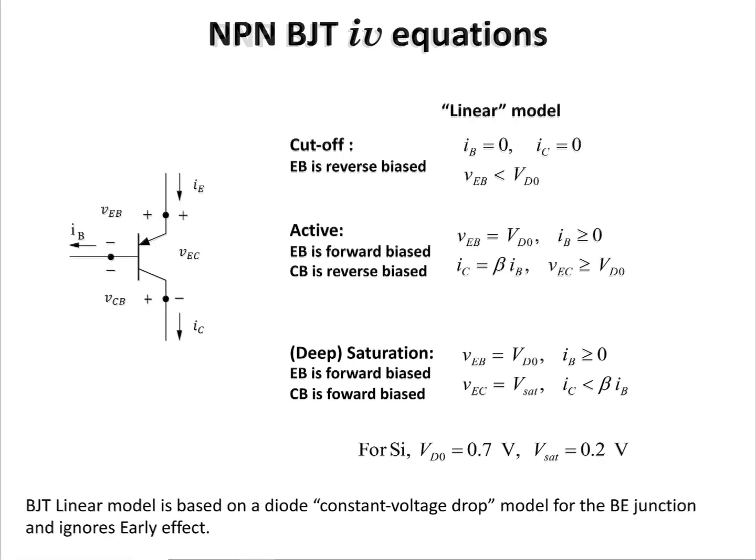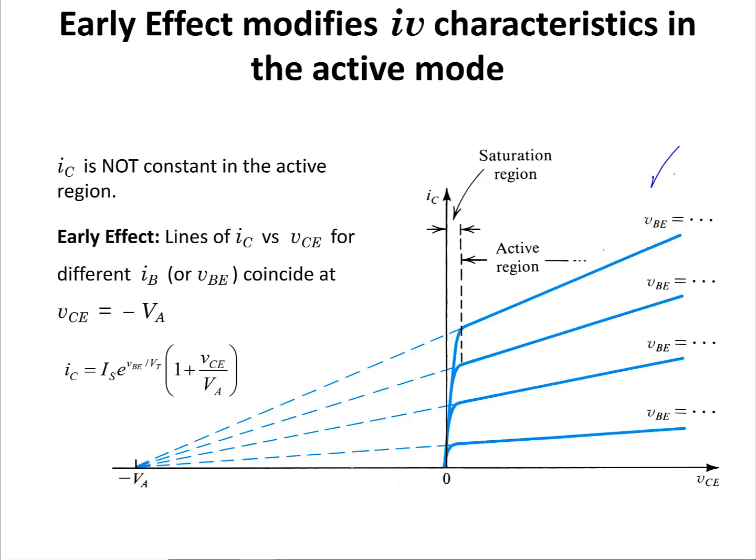The collector current in the active region is not constant for different values of VCE. In BJTs, when VCE increases, the width of the depletion region in the base collector junction also increases. As a result, IC is going to increase. This effect is called early effect, and if you extend the lines of IC versus VCE for different IB values, they're going to coincide at one point that is equal to negative VA.